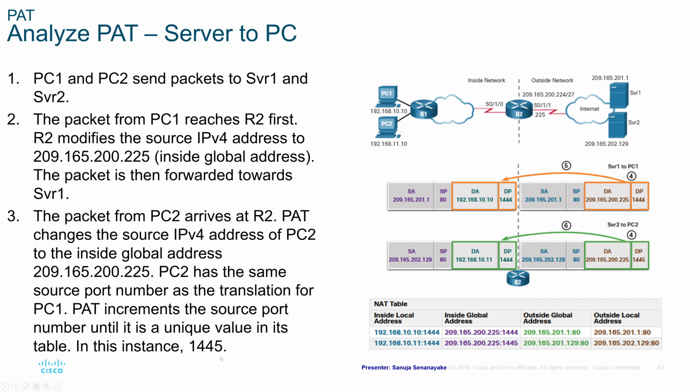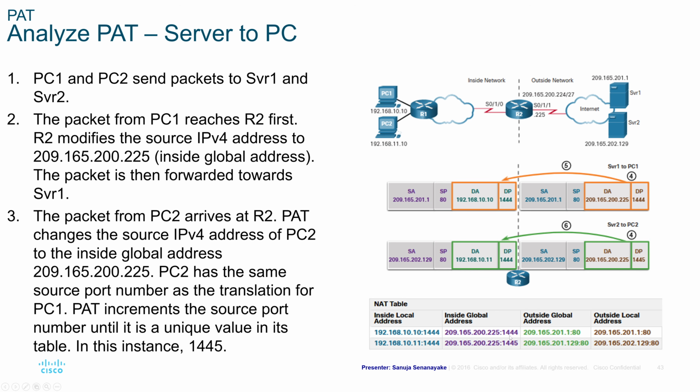In this instance, it's going to be 445. So in this PAT scenario, unlike the previous example, the inside global address for both PC1 and PC2 trying to reach these servers is the same. It's the same 209.165.200.225. However, the port number is now going to be different in the inside global address for these two PCs. Hence, it can be used to identify traffic that's supposed to go to one PC from the other.